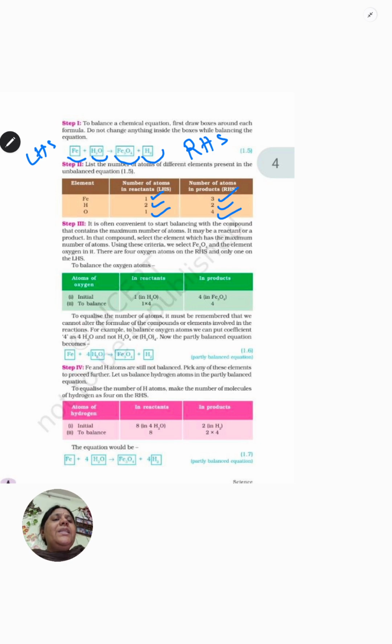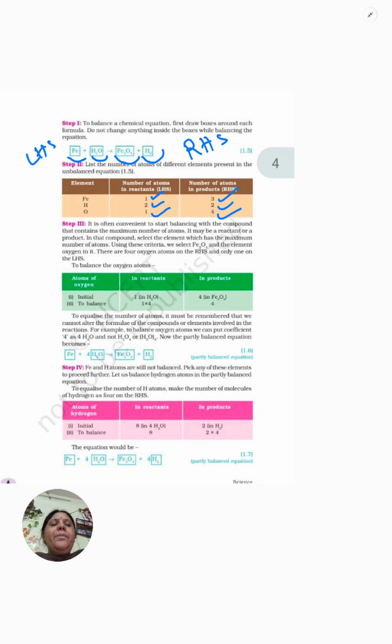So how to start this balancing? If you observe, these are not matched. Iron on the LHS is only 1, but on the RHS we have 3. Hydrogen on the LHS is 2 and on the RHS we have 2, so this is a balanced one. Coming to oxygen, we have 1 on the LHS and on the right hand side we have 4 oxygen atoms.